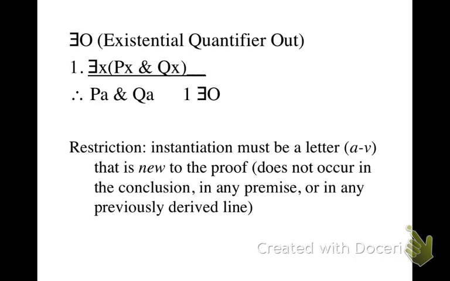However, there's a restriction on existential quantifier out, which is that the letter we use to instantiate it must be a letter that is new to the proof. A letter that does not occur in the conclusion, in any premise, or in any previously derived line.